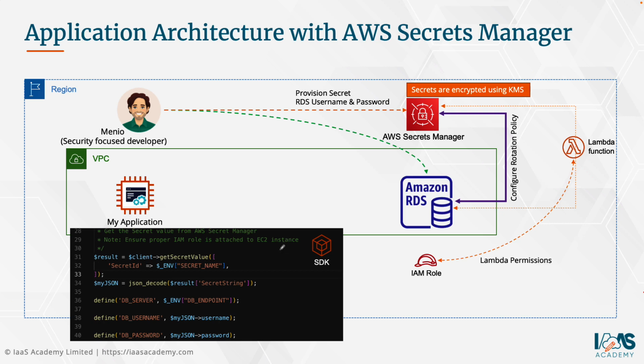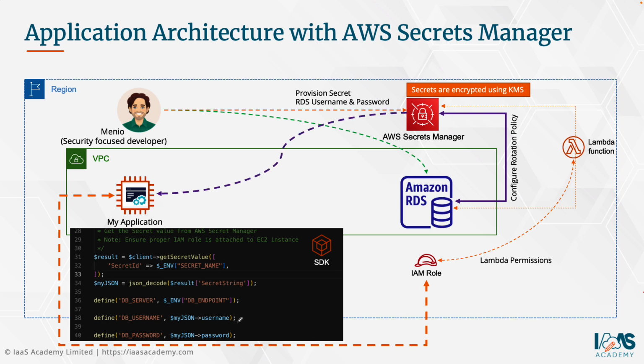In order for the application running on your EC2 instance to be able to fetch the data from Secrets Manager, it does also need an IAM role. And you would need to configure this IAM role to give the application the ability to go and fetch that data from Secrets Manager. Once it's able to do this, accessing the RDS database is a lot more secure, and you've just improved the application security posture for your organization.